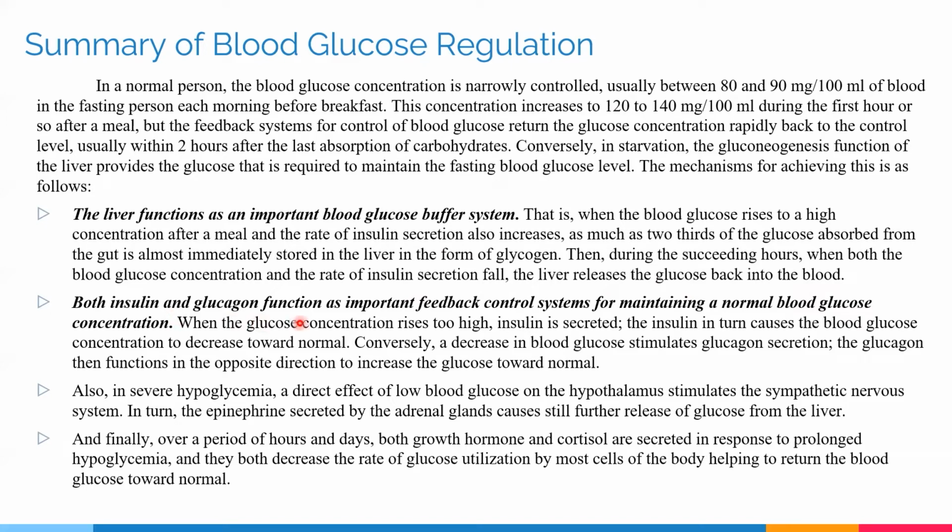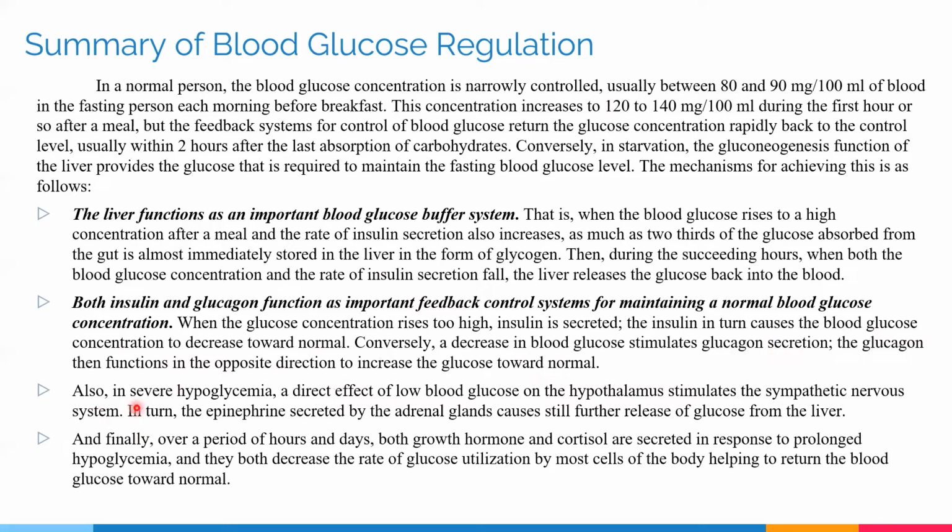Both insulin and glucagon function as important control systems for maintaining a normal blood glucose concentration. When the glucose concentration rises too high, insulin is secreted. The insulin, in turn, causes the blood glucose concentration to decrease towards normal. Conversely, a decrease in blood glucose stimulates glucagon secretion. The glucagon then functions in the opposite direction to increase the glucose towards normal.